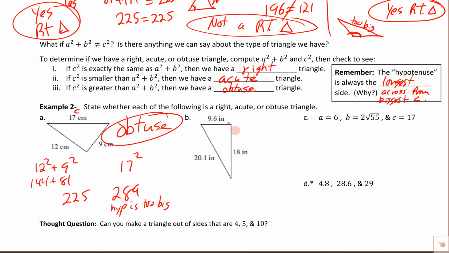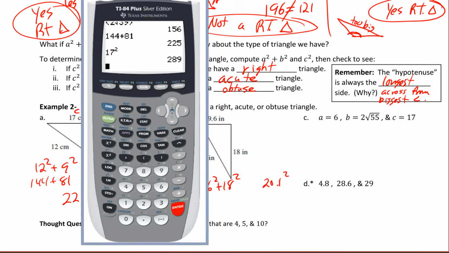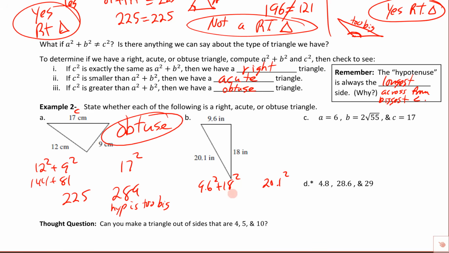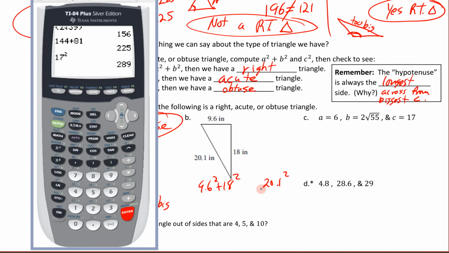Okay, notice the sizes that we have here. So let's take 9.6 squared plus 18 squared, and let's compare that to 20.1 squared. And let me show you a little trick. Let's just type this whole thing into the calculator. This is not something that I want to do in pieces. So let's do 9.6 squared plus 18 squared. We get 416.16. And let's do 20.1 squared.